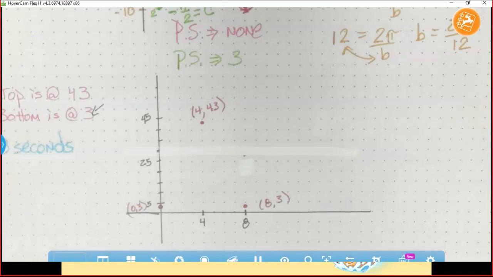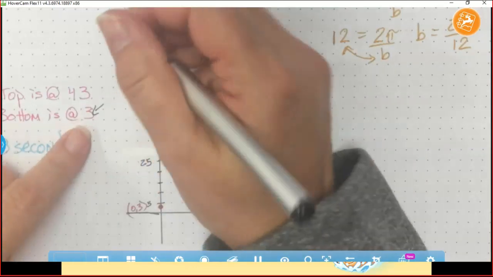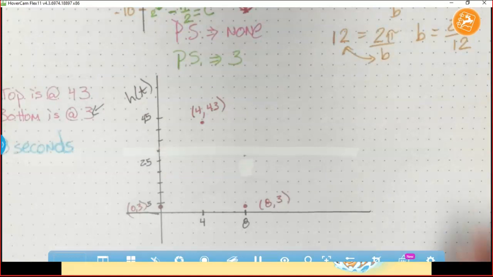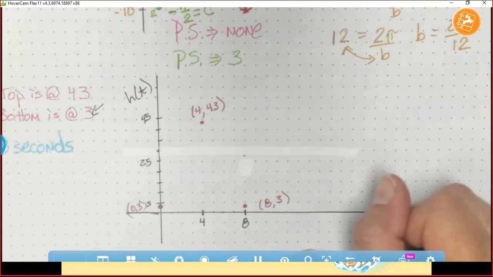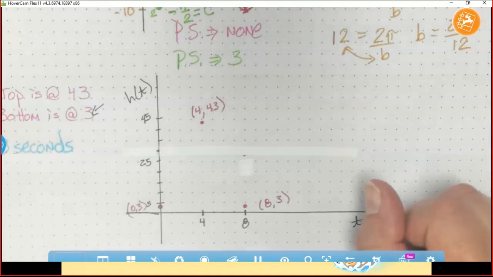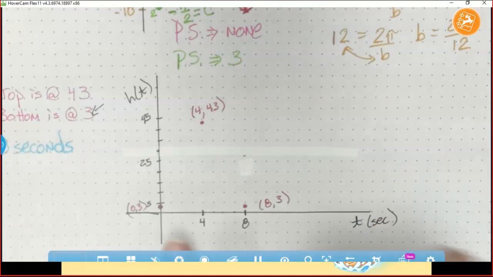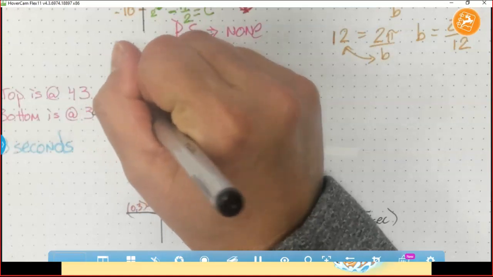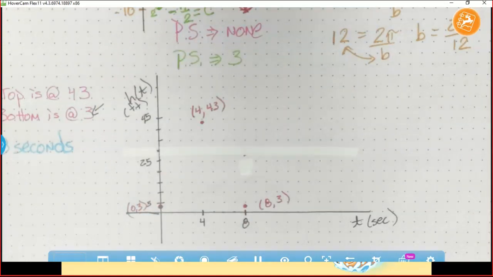Okay? Now talk to me here because this is where things get fun. We know this one is the height, so I'm going to put h of t. And I know this one is my time, so I'm just going to put t here. And this t is my seconds. And I think my height was in feet. I don't remember. We'll look again. Okay? All right.